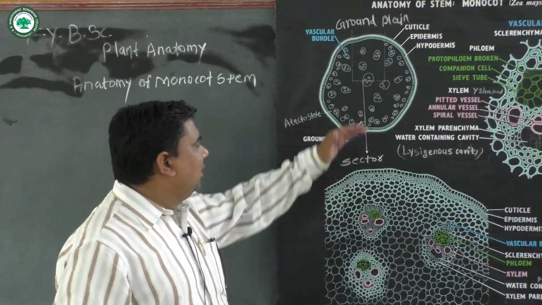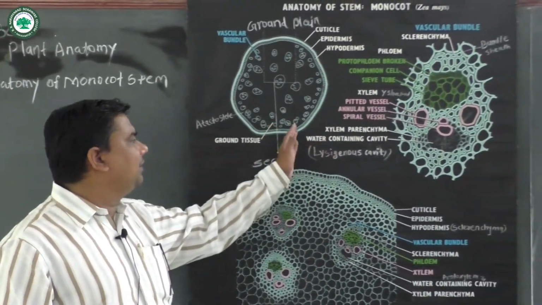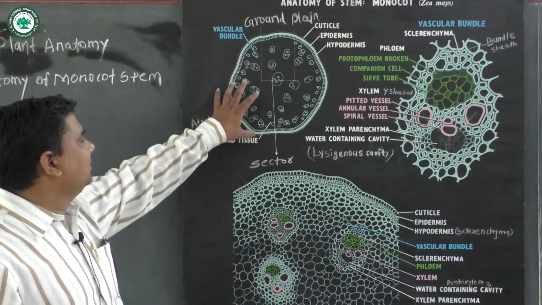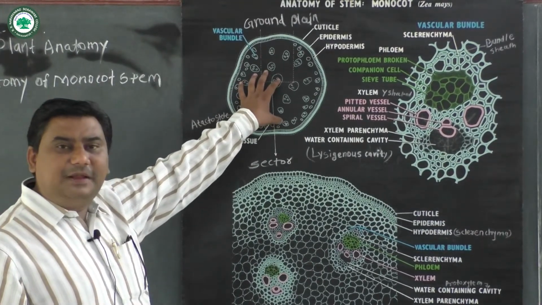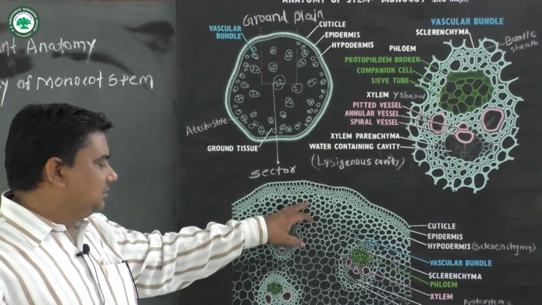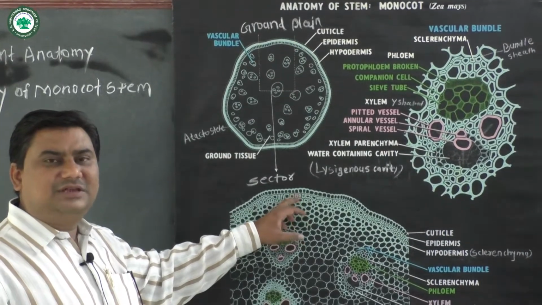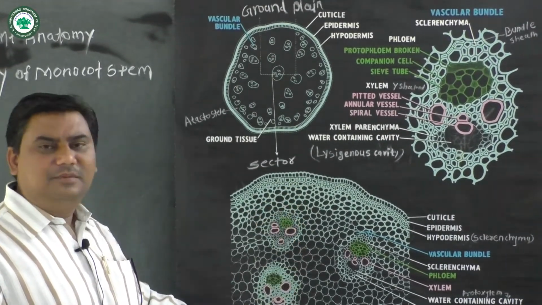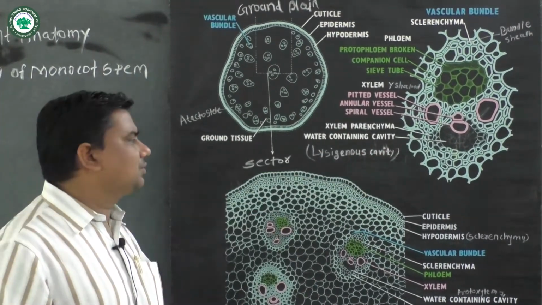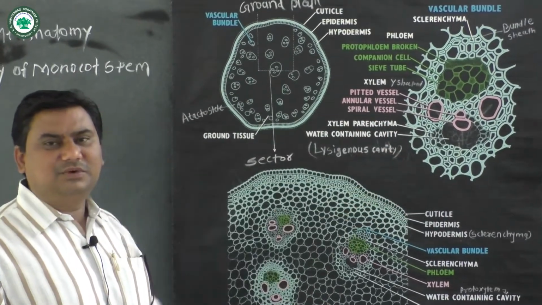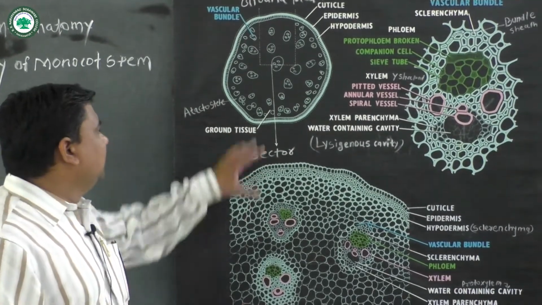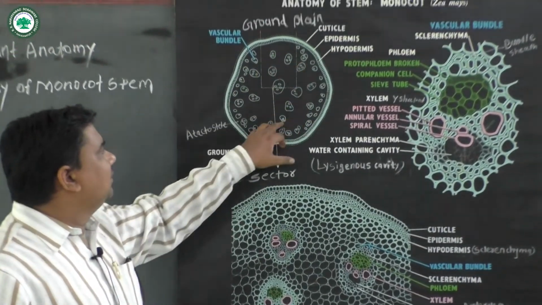Okay, now on the chart these are the different figures. This is the figure of the ground plan of the monocot stem. This one is the figure of the sector view of the monocot stem, and this one is the individual vascular bundle, or single vascular bundle, of the monocot stem.